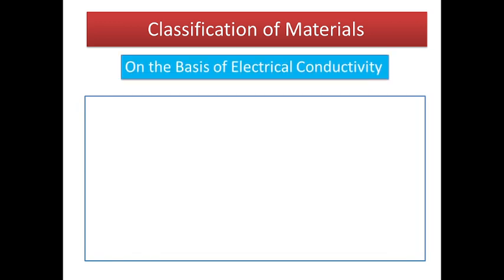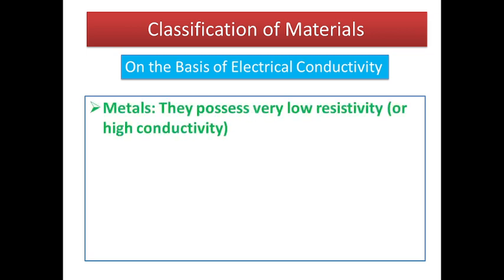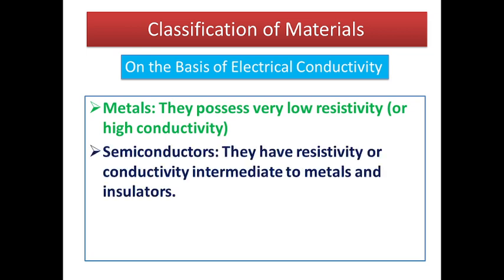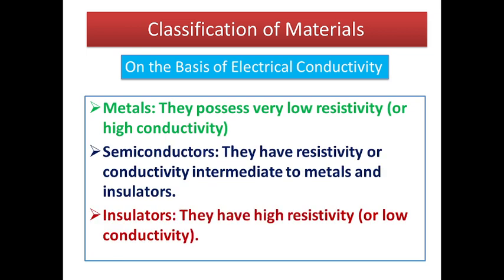Semiconductors. So first of all, we should understand the classification of materials on the basis of electrical conductivity. On the basis of electrical conductivity, we can classify them into three types: metals, semiconductors and insulators. Metals possess very low resistivity or high conductivity, whereas semiconductors have resistivity or conductivity intermediate to metals and insulators. Insulators have high resistivity or low conductivity.